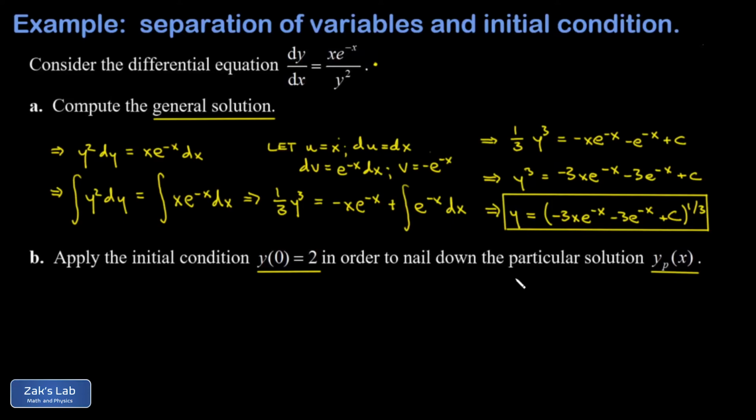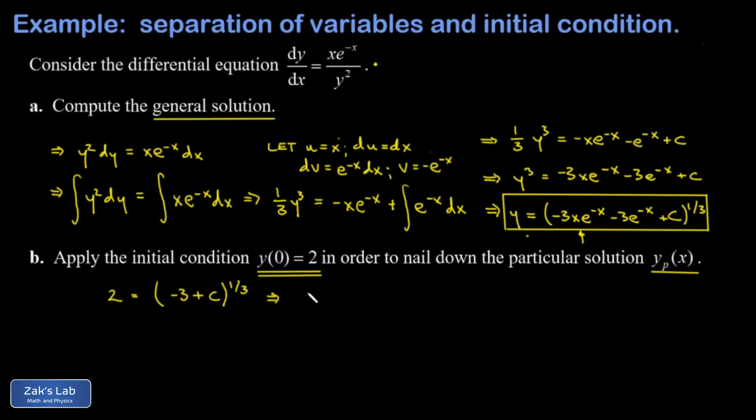Now we want to nail down what specific function is going to satisfy the differential equation, but also pass through the point (0, 2). So when I replace x with 0, I should get y equals 2, and we just go to our general solution and sub those values in. So I get y is equal to 2 when x is equal to 0, and when I plug in 0 to the first term, that vanishes. In the second term, e to the 0 is going to give me 1, so I end up with a negative 3 in there. And I have a plus c, and the whole thing raised to the 1/3 power.